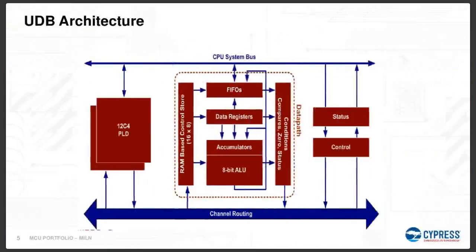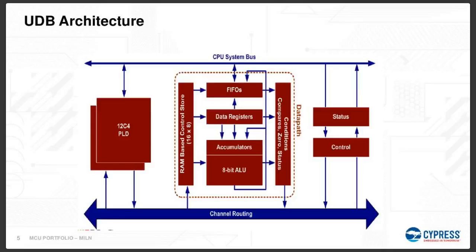So a UDB, something like this. You can think of a UDB as a little micro engine where we have FIFOs on chip, we have data registers, we have accumulators, and an ALU. So you can think of this as a little 8-bit slice of a micro. It has control store that'll run it. We can couple these together to make wider data paths. So even though these are 8-bit slices, we can make it into 16-bit, 24-bit, 32-bit, and so on.